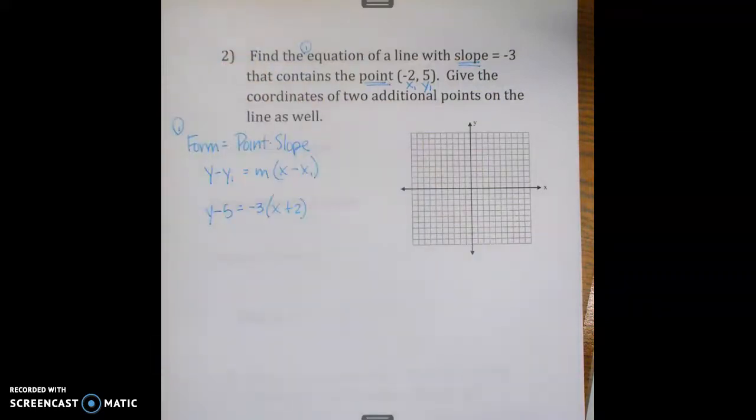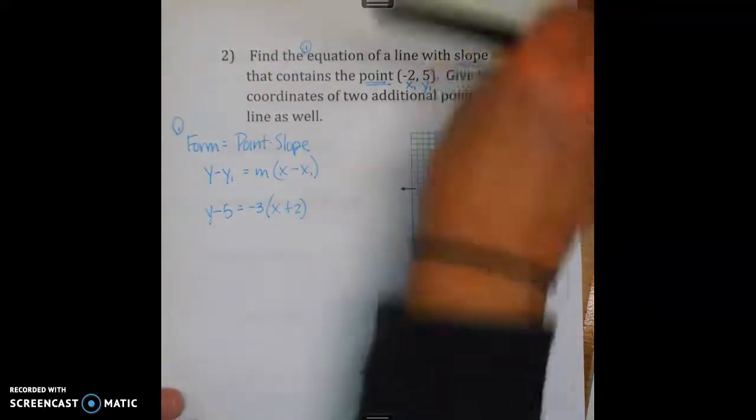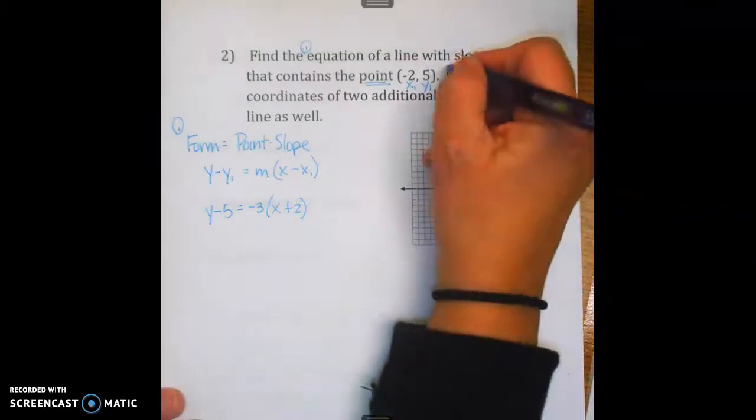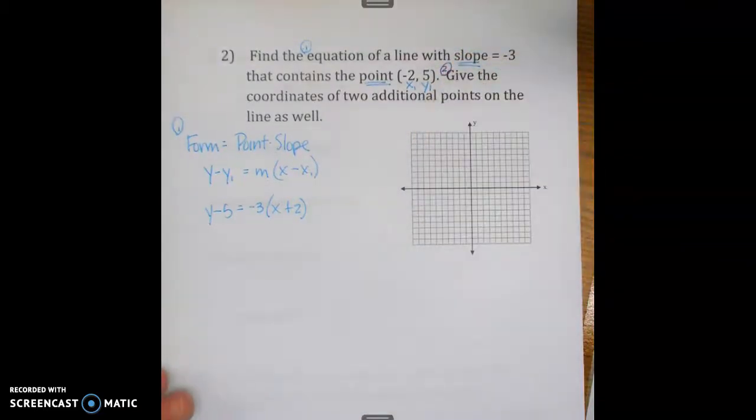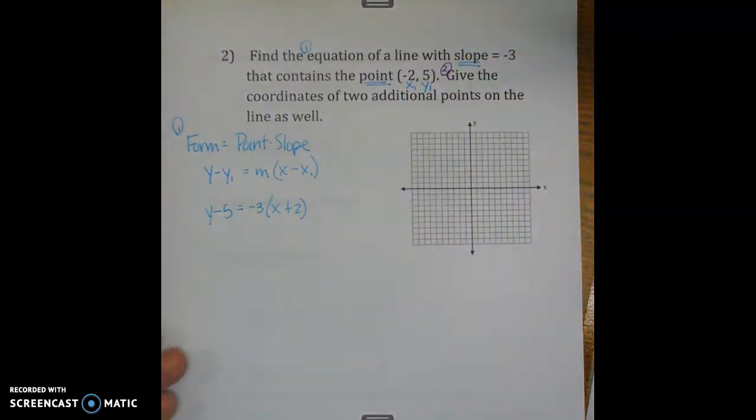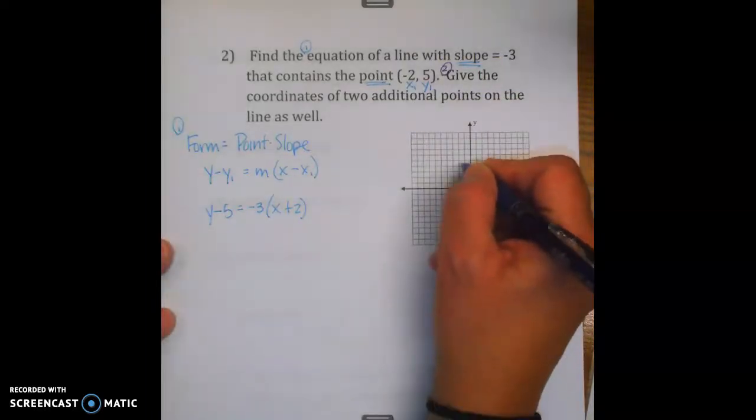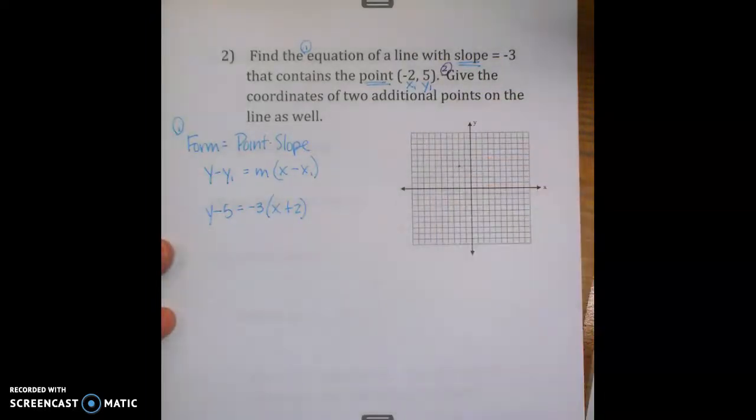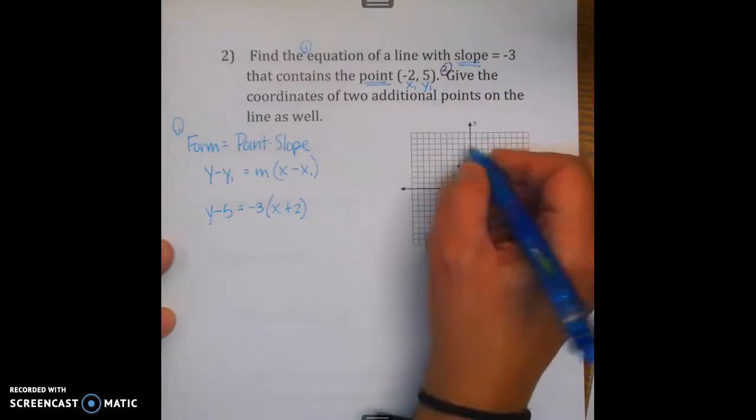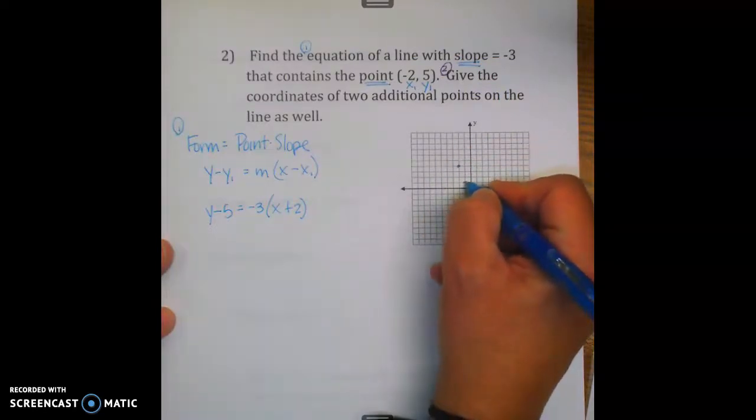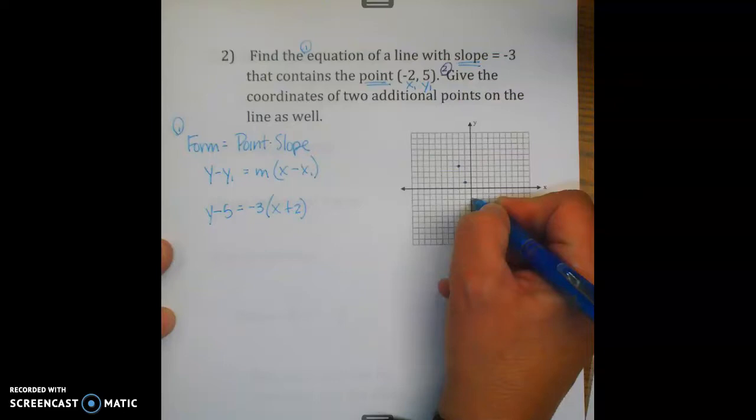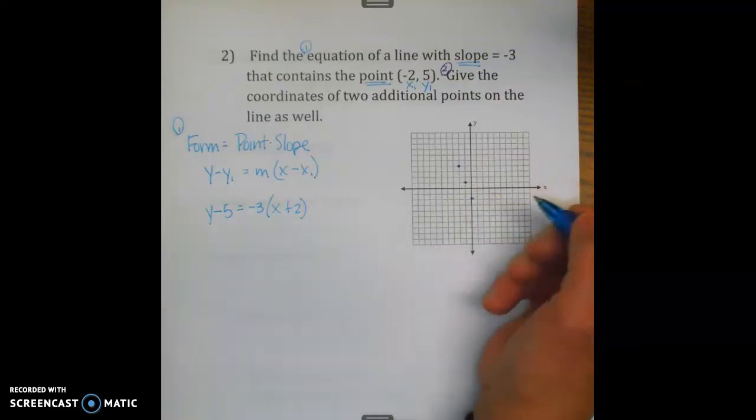Okay, the second thing is to give 2 additional points on the line. Okay, let's go ahead and graph it. And if I graph this, I've got -2, 5, -2 and up 5. Let's do it in this color. And then from that point, I'm going down 3 and over 1. I'll go down 3 and over 1 one more time just to have a couple of points. I'm going to graph my line.